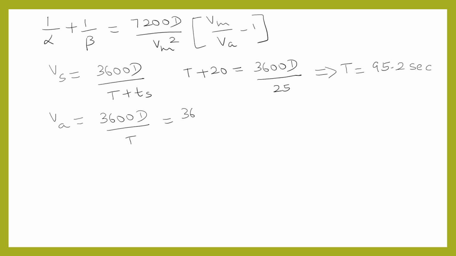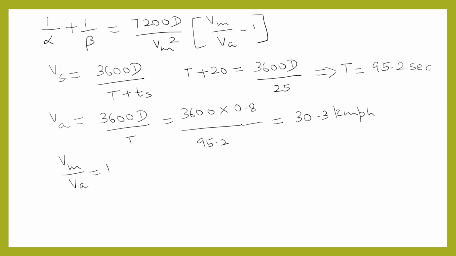So now we have the equation for Va as 3600 d by t. So we get it as 3600 into 0.8 by 95.2. So the value of Va, we get it as 30.3 kilometer per hour. So the ratio of Vm by Va is 1.2, which implies the value of maximum speed Vm equal to 36.36 km per hour.